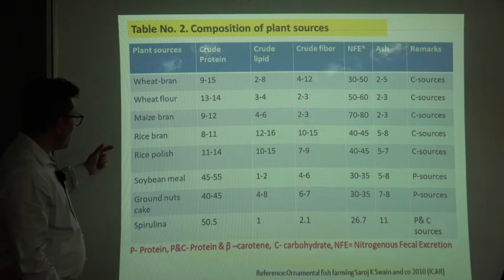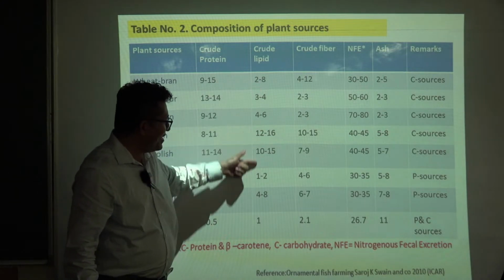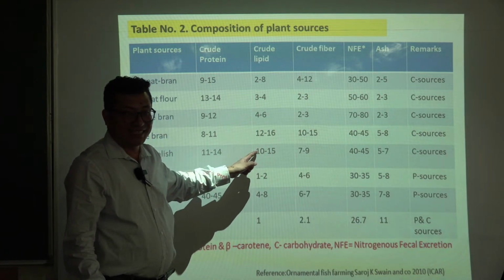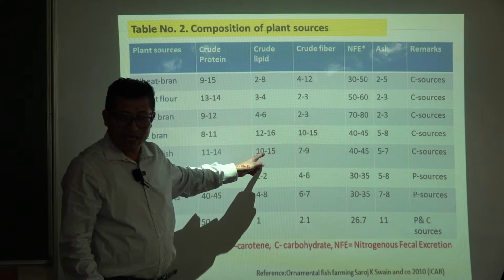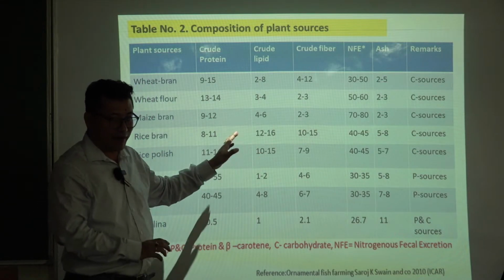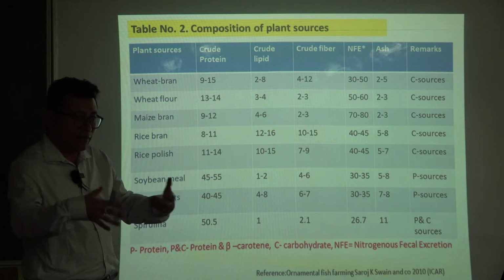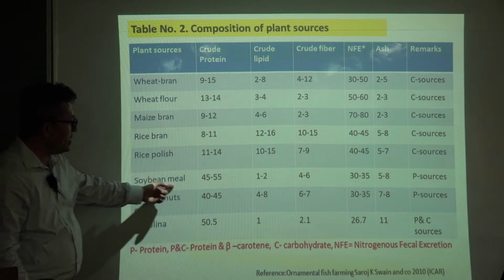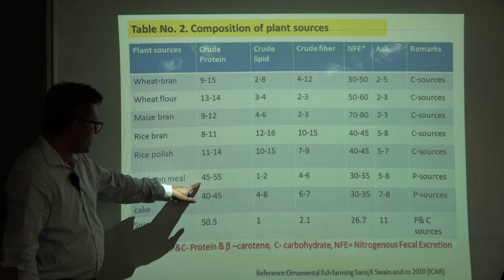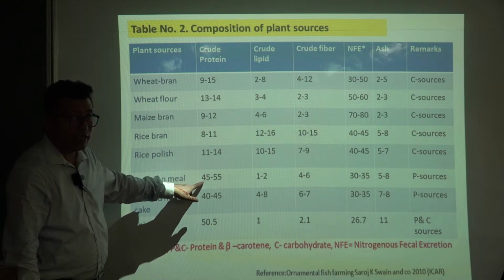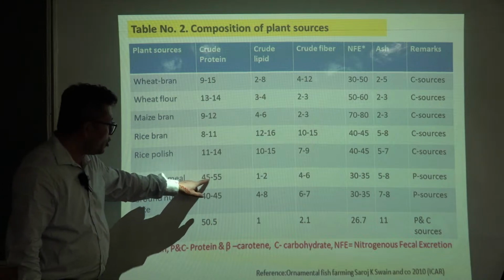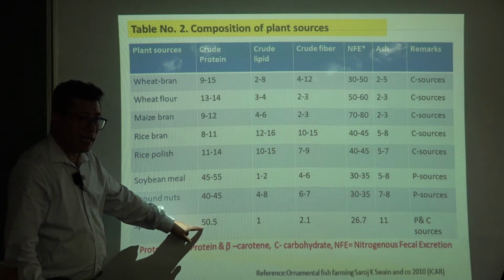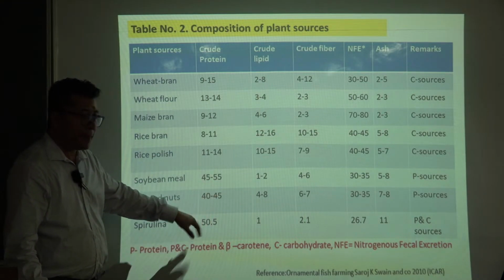But you can see why people get very fatty when they eat rice. This is one thing, because rice oil is there also. So if you eat rice, you may become a little bit fattier. So these are the things. Fish meal has a good amount of protein, soybean meal has a very good amount of protein, groundnut also, and spirulina, that is algae, also has good protein.